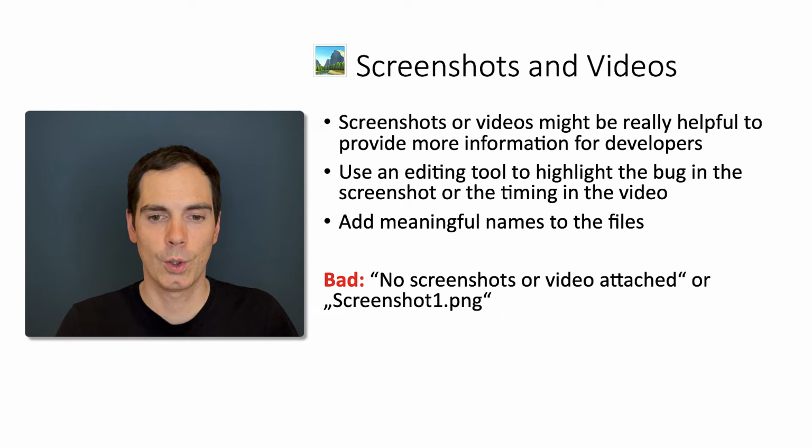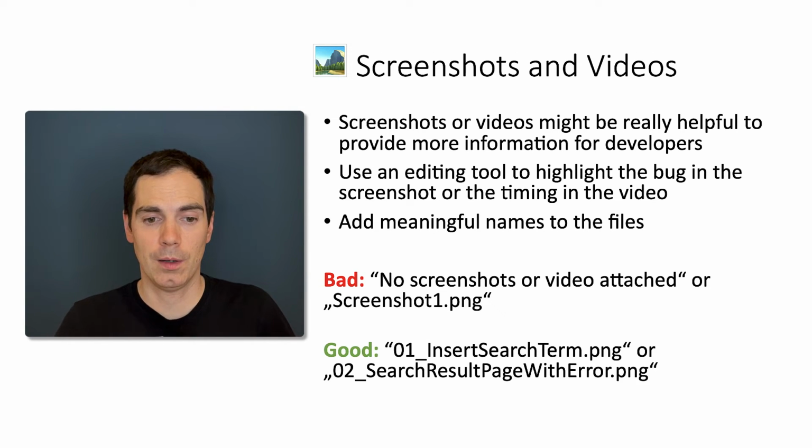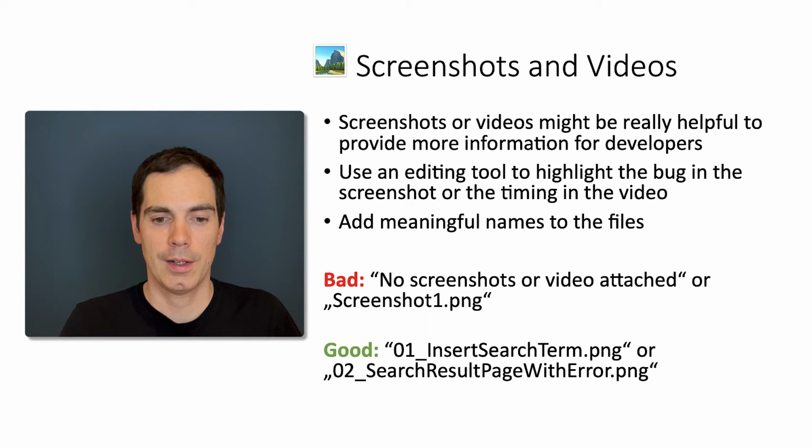Here's a bad example: no screenshots, or screenshot 1, as I already mentioned. A good one could be that you number them, if you have a sequence of screenshots, and then you have insert search term, or search result page with error, and so forth.